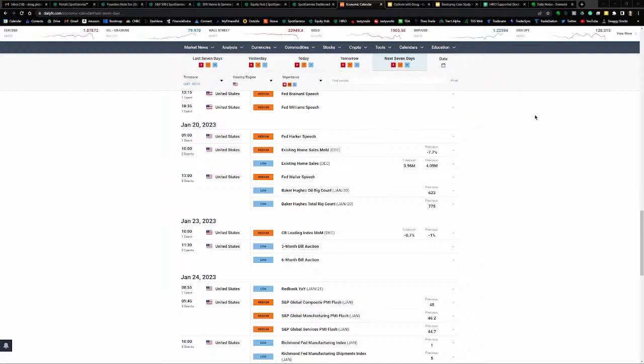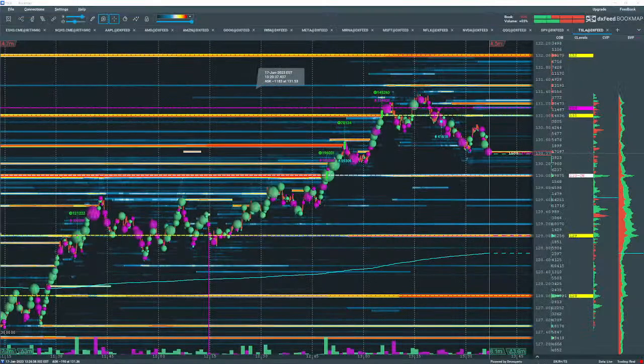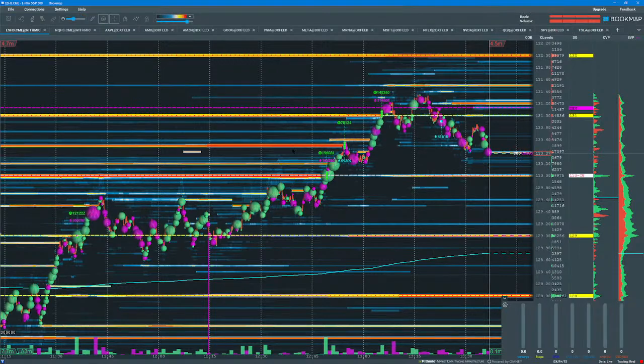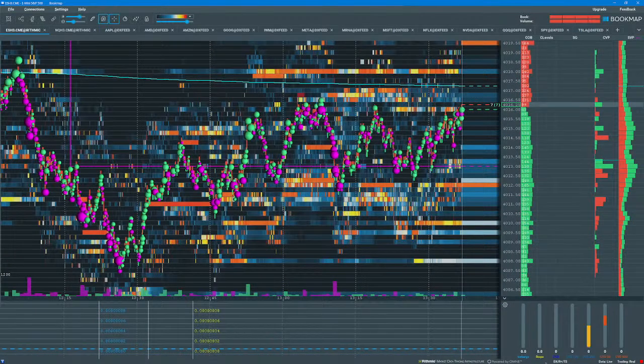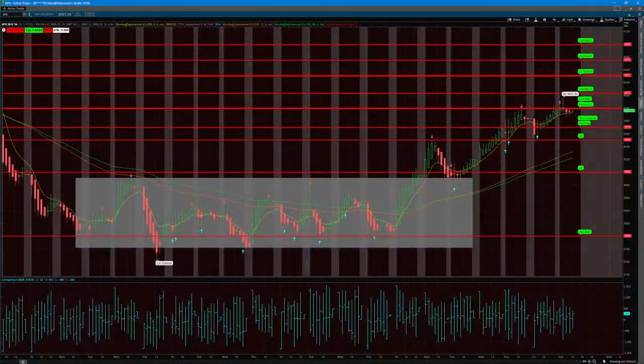Okay, let's go over our positional analysis. While I'm waiting on that, I want to start with the big picture. And this is the SPX 20-day 1-hour chart. And this is showing the current SPX Spotgamma levels.